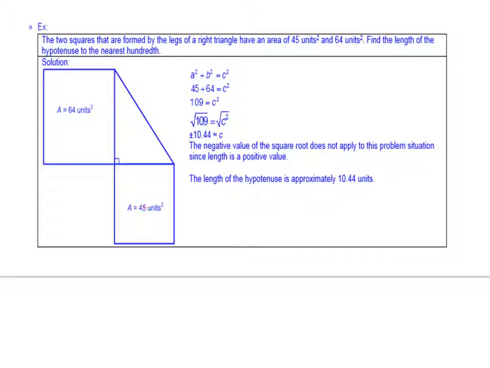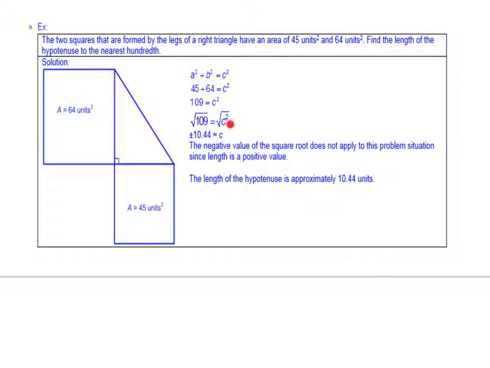So a is 45. 45 has already been squared. That's why you see the unit squared here. 64 is already units squared. That's the area on the inside of the box of the square. So we're just going to add them. 45 plus 64 is equal to c squared. If you add these, you'll get 109 is equal to c squared.